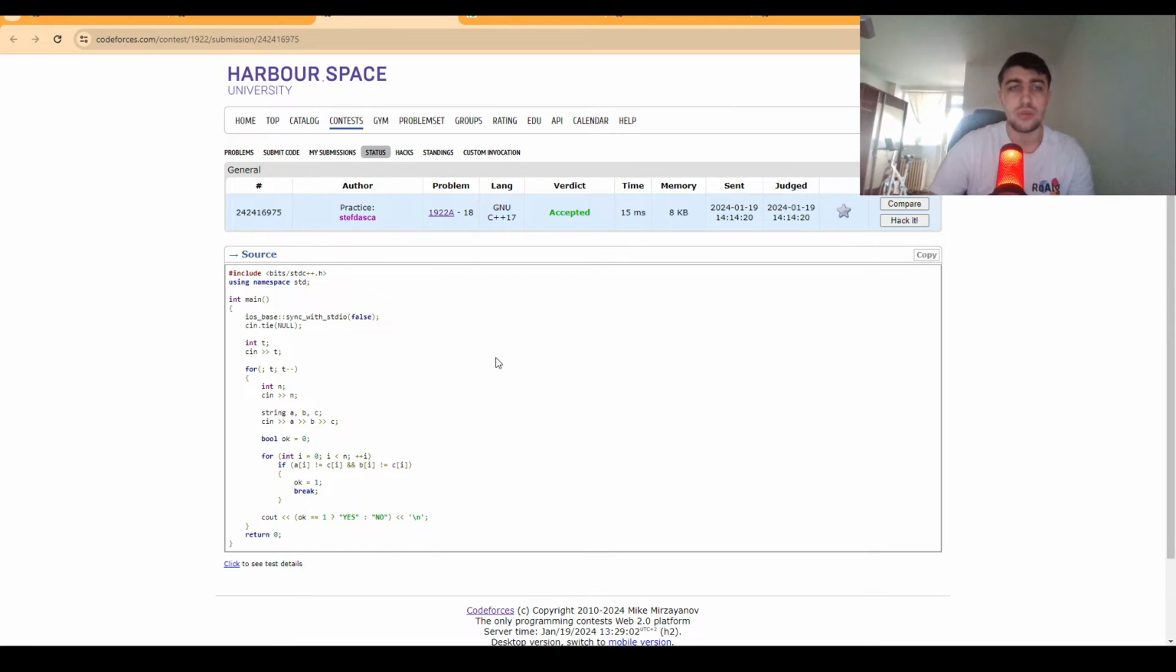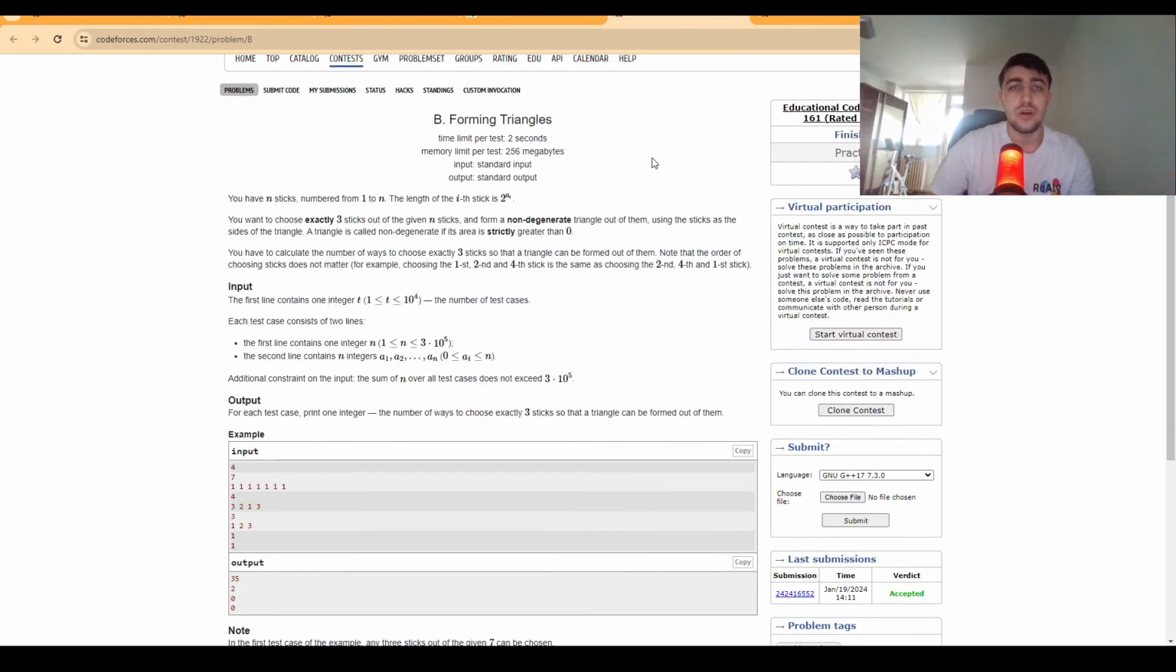So we talked about problem A. Now in this problem we have n sticks and we know that the length of each stick is 2 to the power of the value in the array. And we want to choose 3 sticks such that we can form triangles with them. And we want to compute the number of ways to do this.